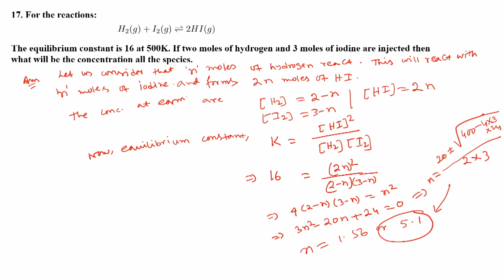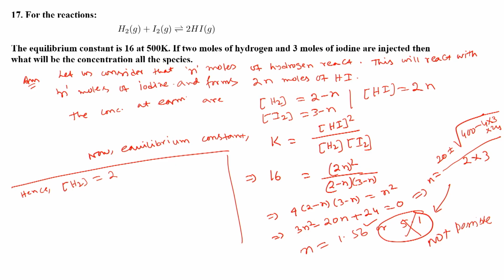Now, this cannot be possible, right, because we started with 2 moles of hydrogen and 3 moles of iodine. So, 5.1 moles of hydrogen cannot react. So, this is not possible, right. So, we need to consider only this one. Hence, concentration of H2 is 2 minus 1.56, because we started with 2 moles, now 1.56 moles of hydrogen reacted. So, we get 0.44 moles.